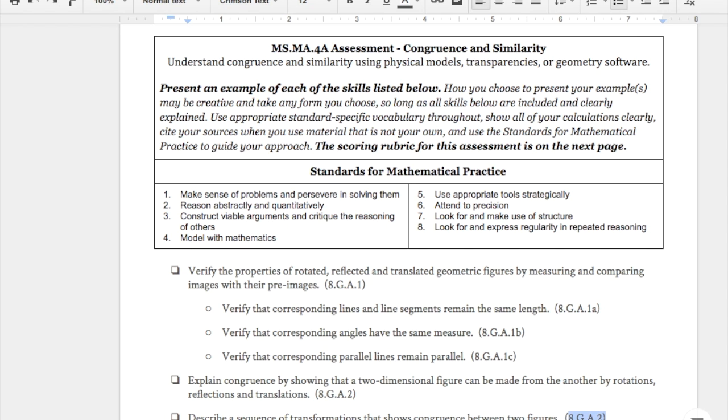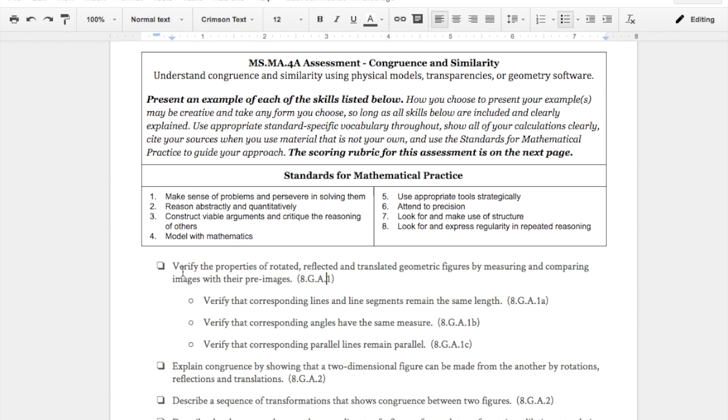Now, in this first question, if we take a look at it carefully, we're being asked to verify properties of rotated, reflected, and translated geometric figures. Now we can also see that we're being asked to do this by measuring and comparing the images and their pre-images. This is an important concept that you will learn when you're looking at Khan Academy. You can see that each subsection is asking you to look at corresponding lines and line segments, corresponding angles, and corresponding parallel lines.